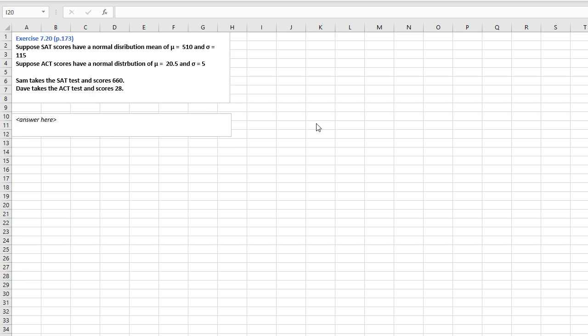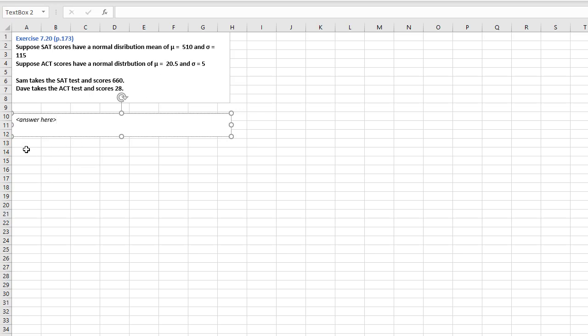Okay, so the average score of the SAT is 510 with a standard deviation of 115. Suppose that the ACT scores have a normal distribution with a mean of 20.5 and a standard deviation of 5. So Sam takes the SAT, Dave takes the ACT. Sam scores 660, Dave scores 28. So who scored better? Let's find that out.